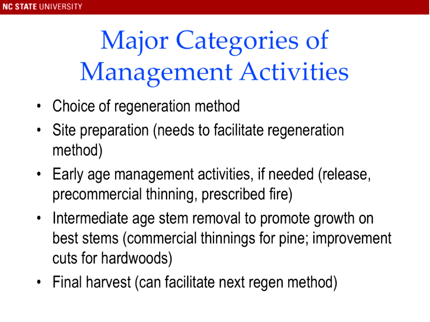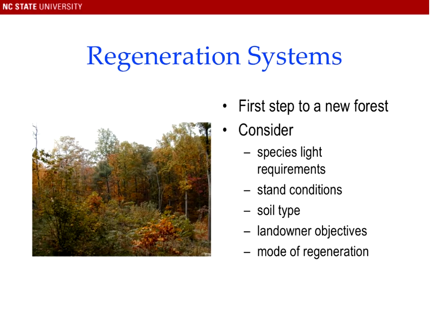Some examples for pine might include commercial thinnings, where some trees are removed to give more room to grow for the crop trees, but the trees that are removed in the thinning have value and can be sold and some income made. In the case of hardwoods, they can be different kinds of improvement cuts. And then there's the final harvest that can facilitate the next regeneration method.